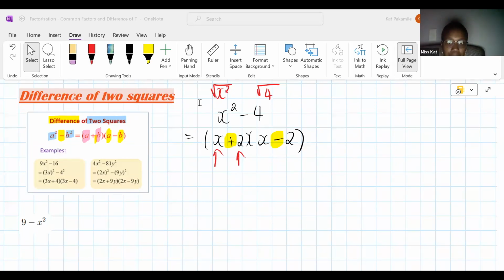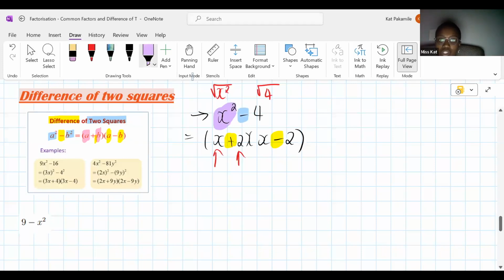Ma'am, I want to ask, where did the 4 come from? I do not understand. Oh, that was a question I just made up. It was an example. So I just wanted to show you that you have a difference there, and you have two squares, x squared and 4, which is 2 squared. That's all I wanted to do. Okay, I understand now. Yeah, beautiful. Nosisa, do you have a question?